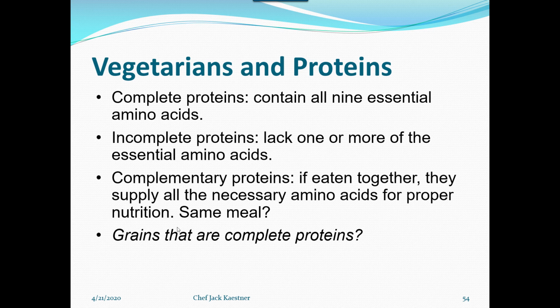Incomplete proteins don't necessarily have to be eaten at the same meal. Our body can store some of the amino acids, and then if you get the rest at your next meal or two, it can recombine and make what it needs. Grains that are complete proteins.